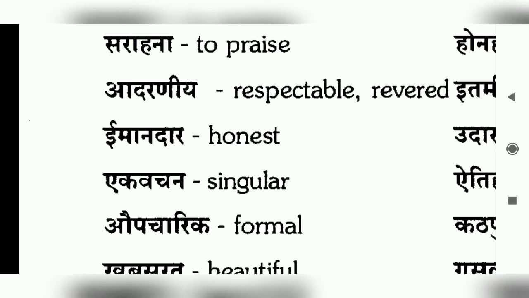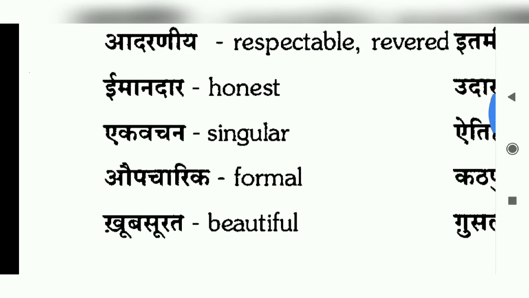ये मेरा ईमानदार लड़का है, which means I believe in him. This is a person that I believe in, which is an honest person. So I'm creating a sentence related to ईमानदार. ये एक ईमानदार नौकर है. He is an honest servant. नौकर means servant. Okay.